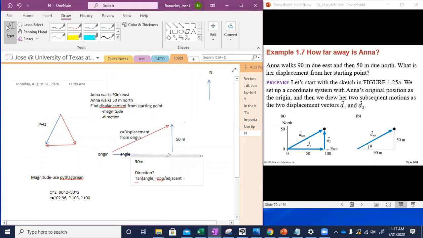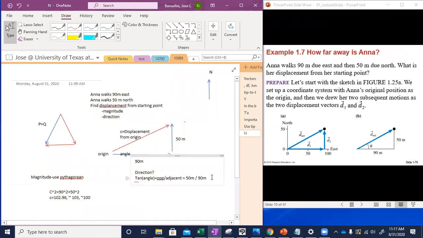And so in this case, the tangent of that angle is going to be, well, the opposite to the angle is going to be 50 meters. And then the adjacent to that angle is going to be that 90 meter distance below it. So basically you have the tangent of theta equals 50 over 90, or equals 5 over 9. I mean, it's another way of doing it.